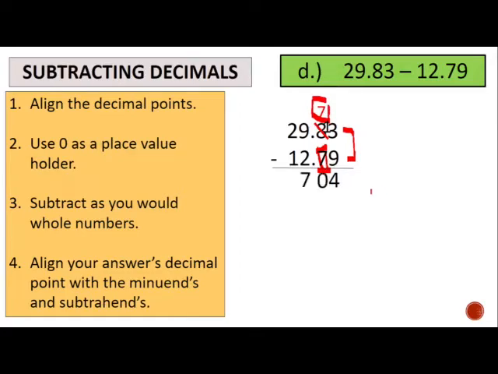It will be 0. If you want, you can right away put your decimal point here. And then 9 minus 2 is 7. 2 minus 1 is 1. The final answer here is 17.04 or 17 and 4 hundredths.